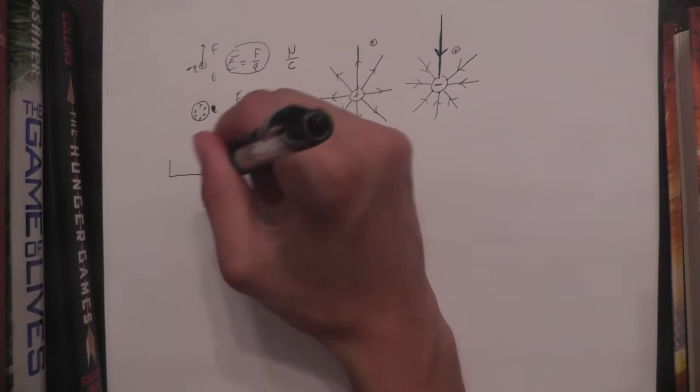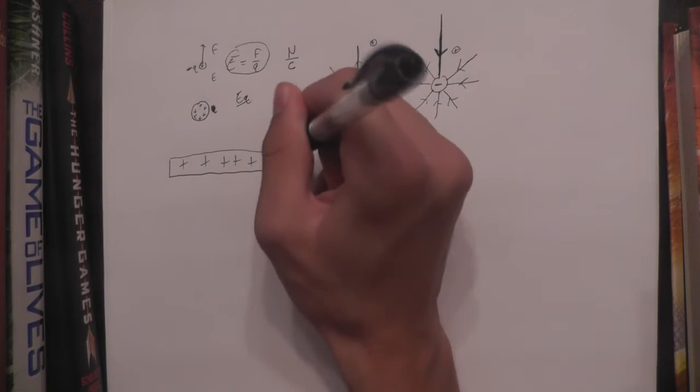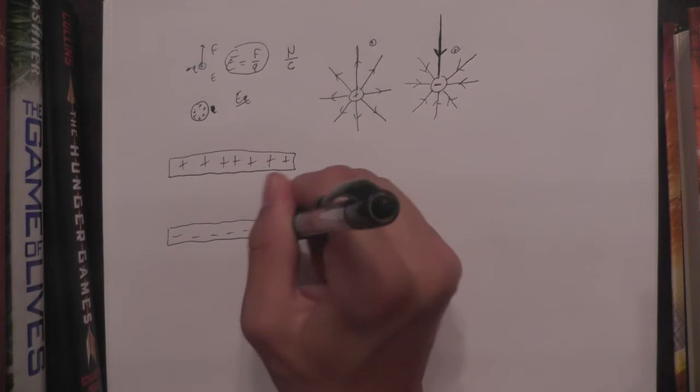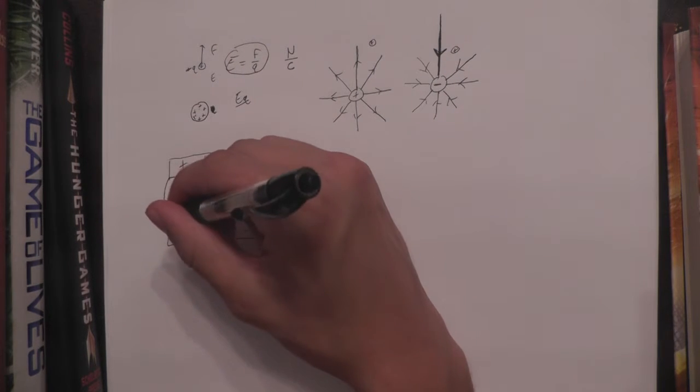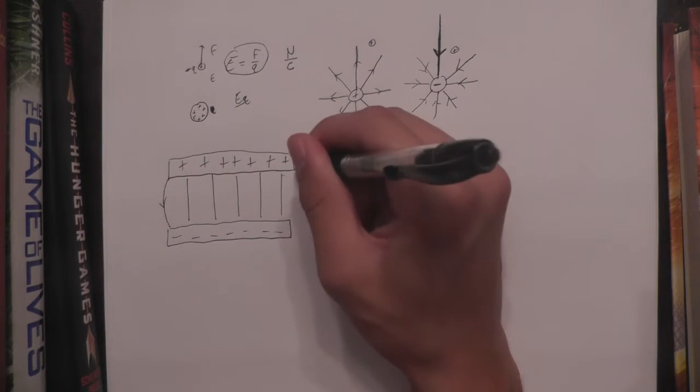If you put a positively charged plate in parallel with a negatively charged plate, you could create a uniform electric field between the two.